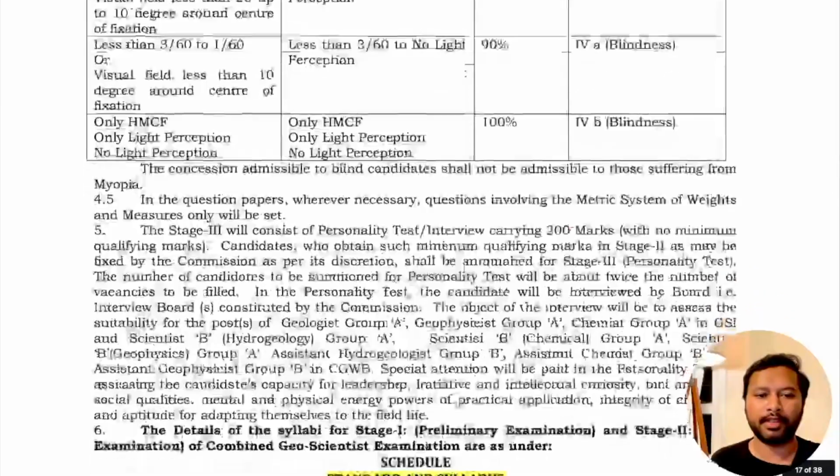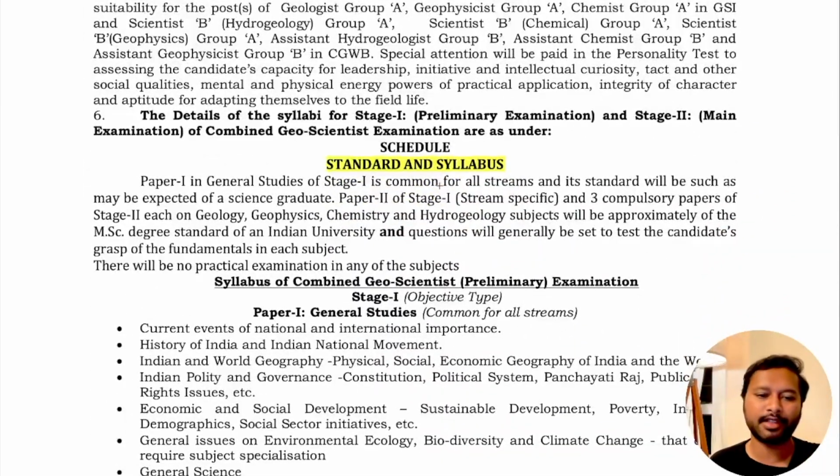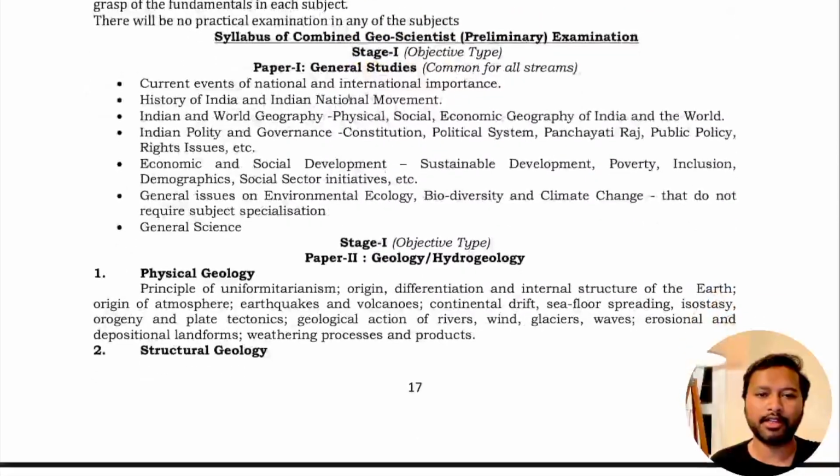Okay, this is certain more information, but let's go to the syllabus and understand what they are going to ask. So general studies, that is paper 1 of the preliminary exam, involves current events, history of India, that is GS, that's what we call it, then Indian and world geography, Indian polity, meaning politics, economics and social development, and general issues on environmental ecology, biodiversity and climate change.